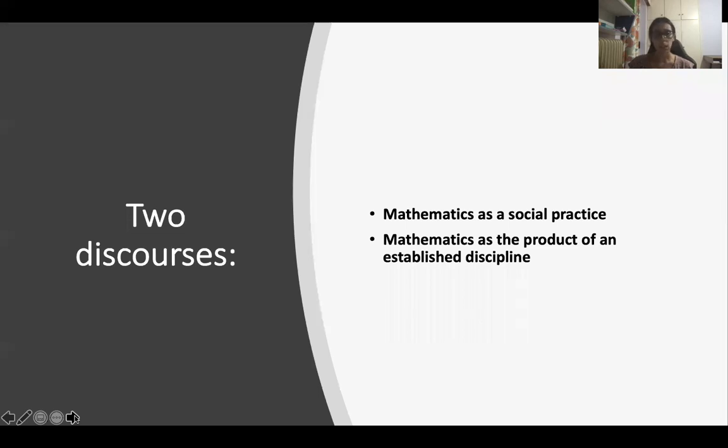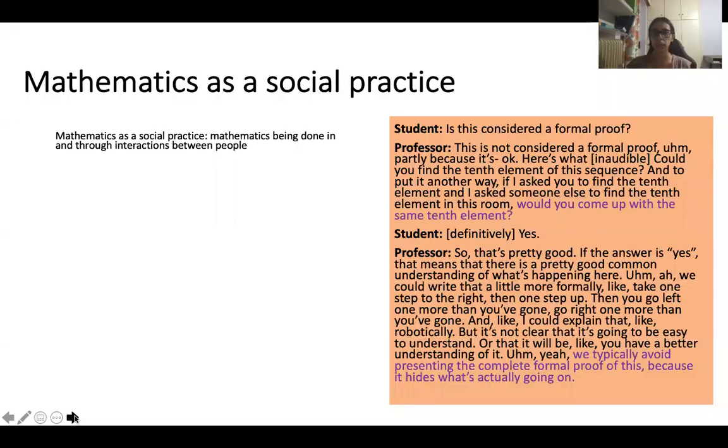So what I'm suggesting is that there are 2 discourses manifesting in this interaction. One of them suggests that mathematics is a social practice. The other discourse suggests that mathematics is the product of an established discipline. So starting with the first discourse, mathematics as a social practice. What I mean by this is that mathematics is done in and through interactions between people.